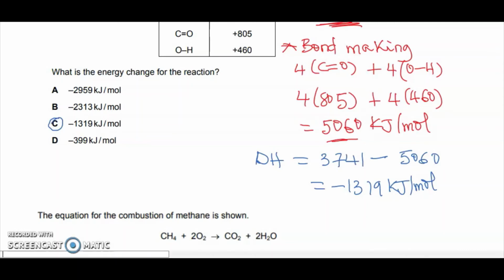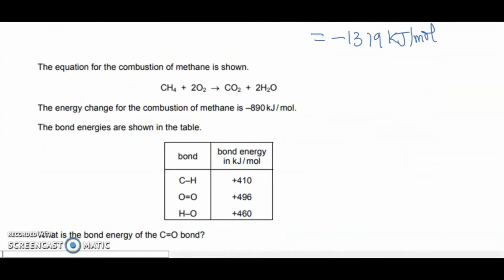Okay, now we move to the last exercise. Let's see. The equation for the combustion of methane is shown. We have the equation here. The energy change for the combustion of methane is this. So in this case, we've rather been given the value for delta H. So delta H is equal to negative 890 kilojoule per mole. Okay, that's good.